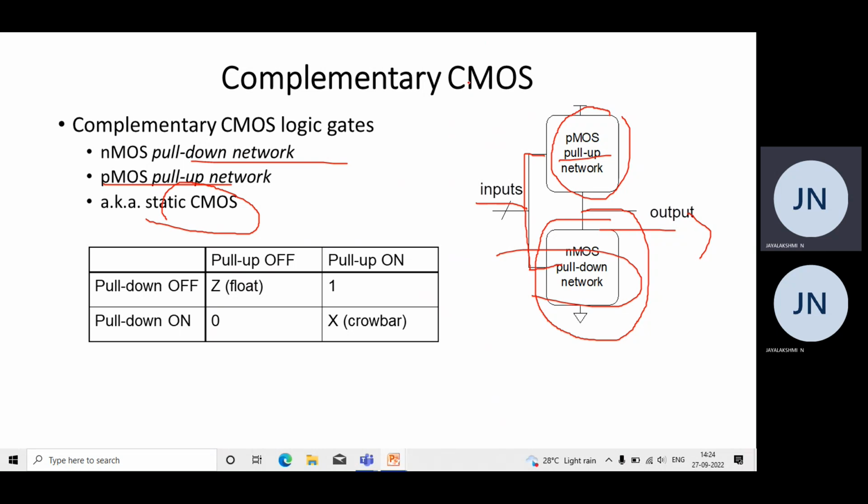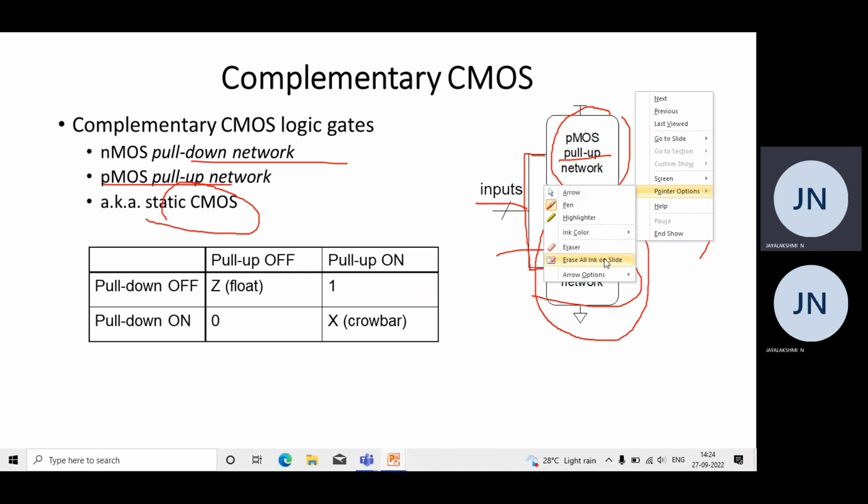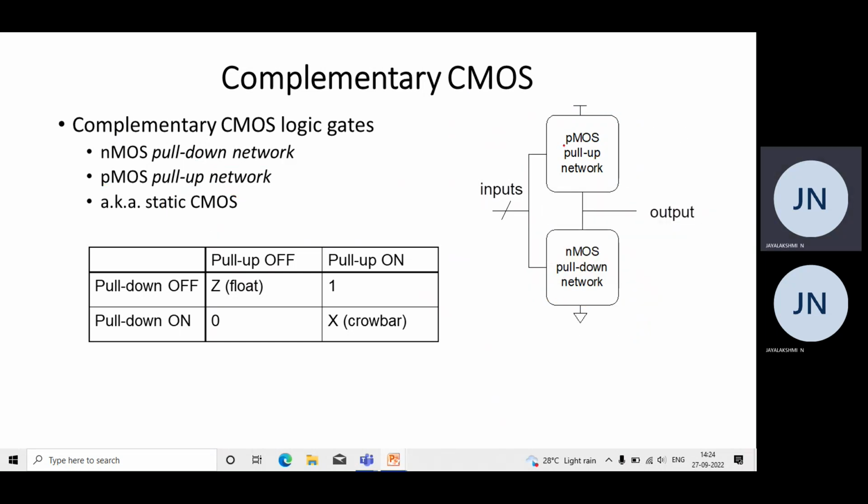Now let us discuss. Here the pull-up is a PMOS network and the pull-down is an NMOS network. Coming to this truth table, when the pull-up is off, which means the PMOS is off, and the pull-down is also off, meaning the NMOS is off, then what is the condition? If both the pull-down and pull-up are off, then the output is Z. We can call it float.